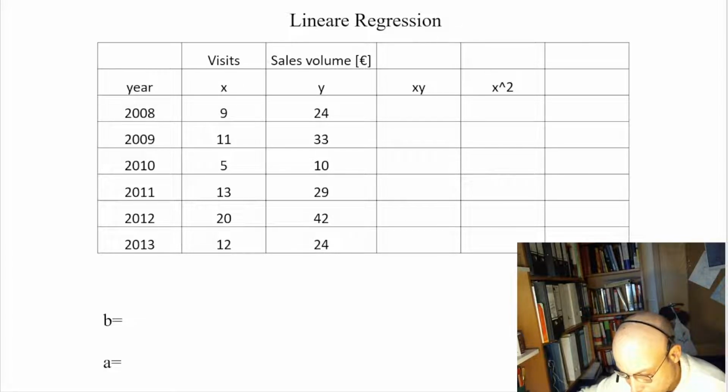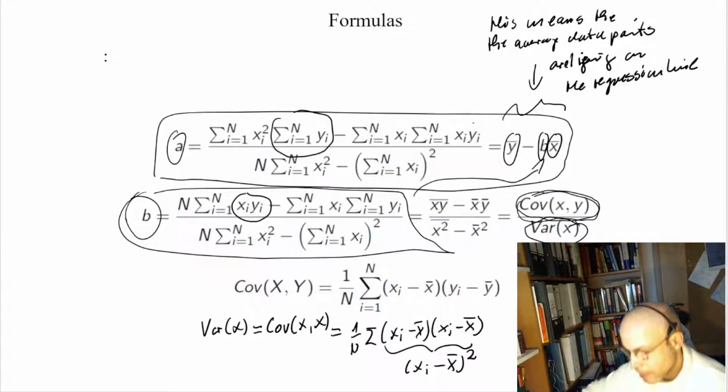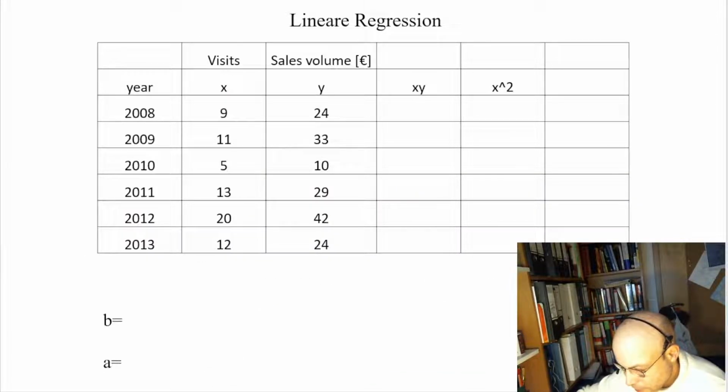So, and what we see here is just that we need the sum of our variables, that we need the product of our variables, and we need also the square of xi. And so we will just do this regression for our example.